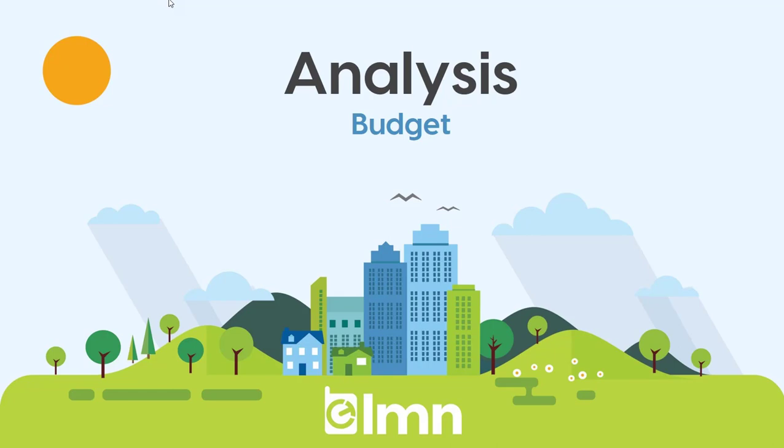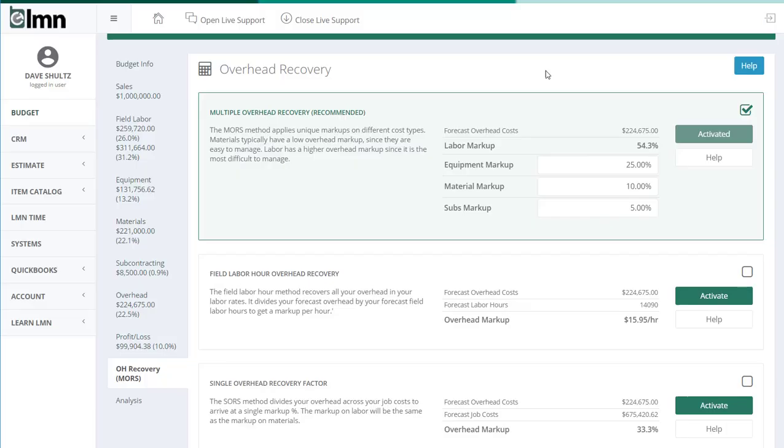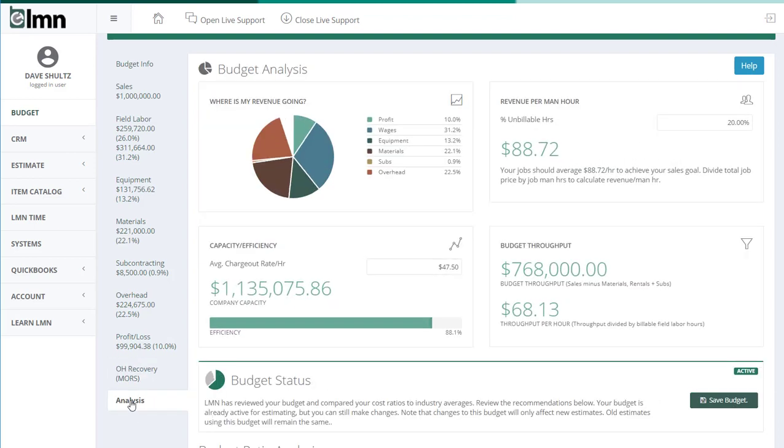You're not going to have to do a whole lot on it, but it's nice to understand what these metrics are telling you because they're really important metrics for your business. So let's take a look at that sample screen now. Here I'm looking at my budget and I'm going to go down to the analysis tab to see this information that we're going to talk about.